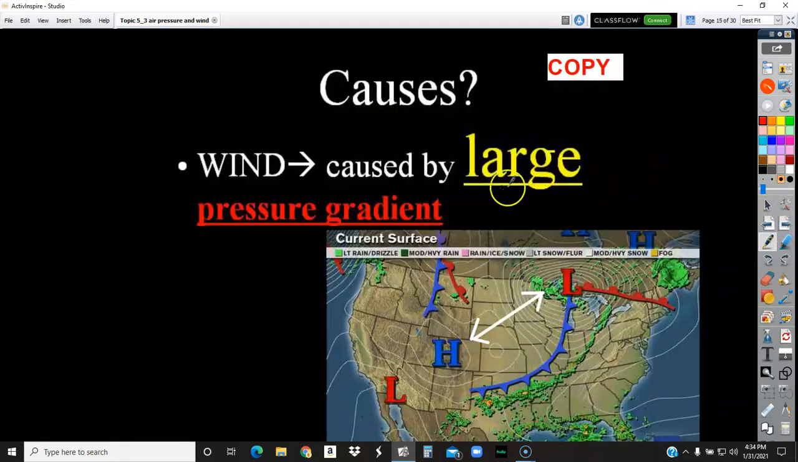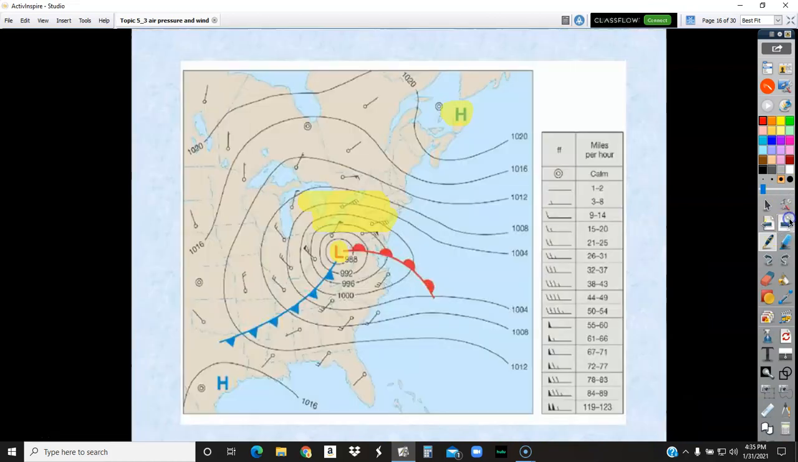Again, wind is caused by a pressure gradient. You need a very strong high pressure and a very strong low pressure, creating a big difference in pressure. So this is very low. Like I said, let's say this low is 950 millibars, and this high pressure is 1,040 millibars. So again, that's a 90 millibar difference between this high pressure system and this low pressure system. That creates a large pressure gradient. That's going to generate wind.